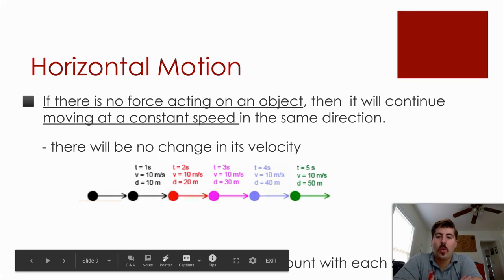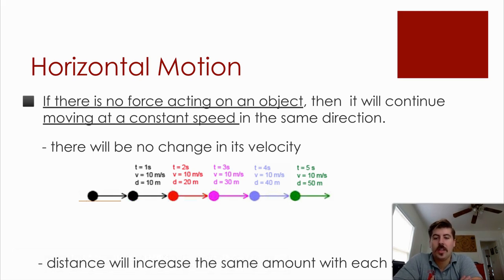For horizontal motion of a projectile, there's no force acting on the object. It will continue moving at a constant speed in the same direction due to its own inertia. Whatever speed it was thrown at, that's the speed it's going to stay at its entire path through the air until it hits the ground or is stopped by another object.